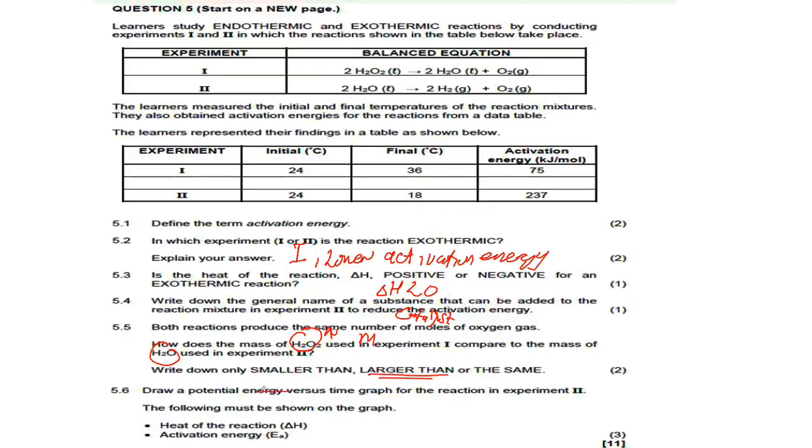Then draw a potential energy versus time graph for the reaction in experiment 2. The following must be shown on the graph: heat of enthalpy, heat of reaction, and then activation energy. So for that one, we know that we'll be drawing an endothermic graph. So there we go. So activation energy and enthalpy change. So that's the sketch. Awesome.